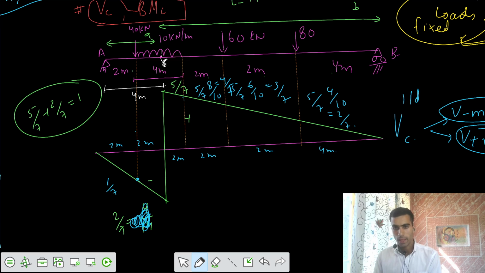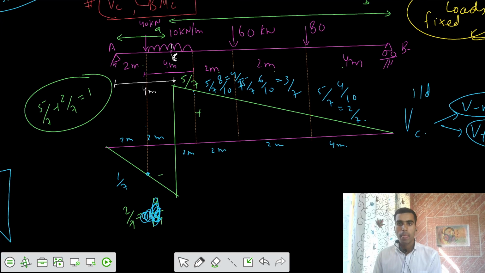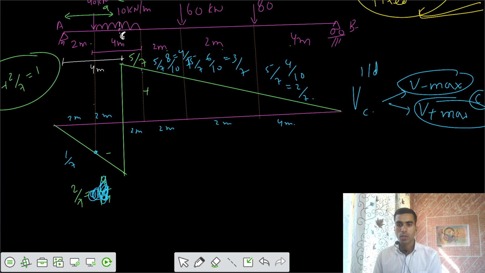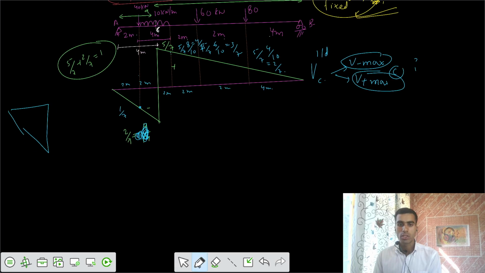Okay. Now, to calculate the shear force at this location C, what is the shear force at C? I would write VC equals, and I would take the positive values first. Let's calculate from this side. This value, 80 kilonewton into the ordinate of 2 by 7, plus the second load, 60 kilonewton into the ordinate of 3 by 7, plus the third load.